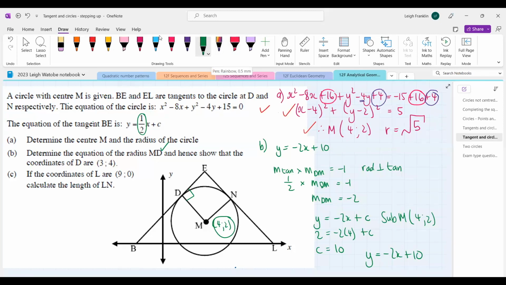Yes, Kamogelo. Good evening, ma'am. I just wanted to ask, how did we get y equals -2x plus 10? Okay, so that's exactly what I was explaining here in the green.